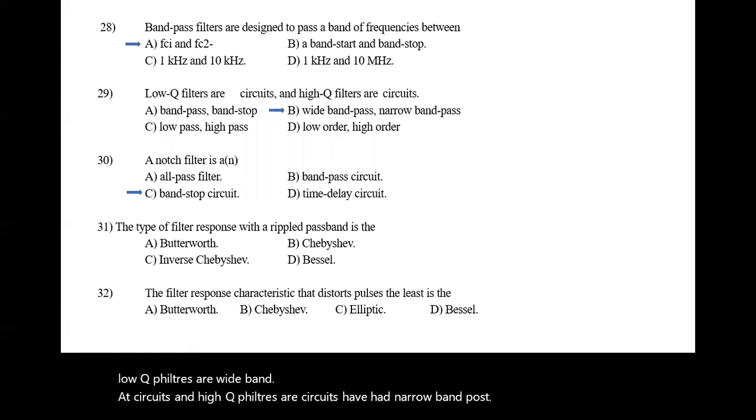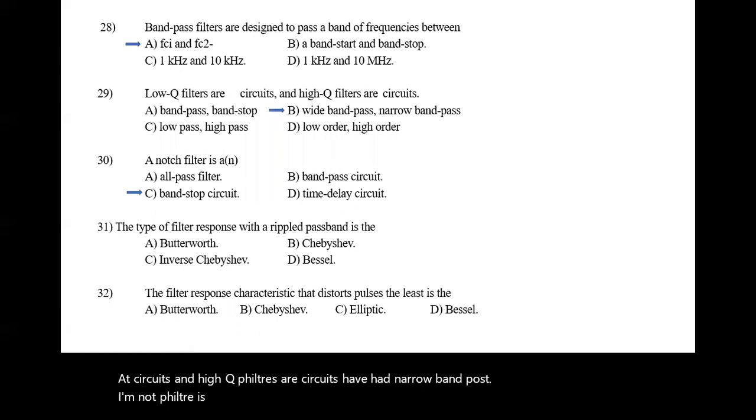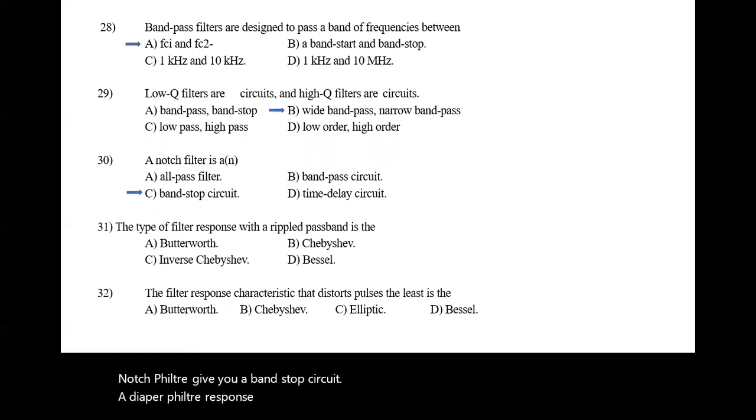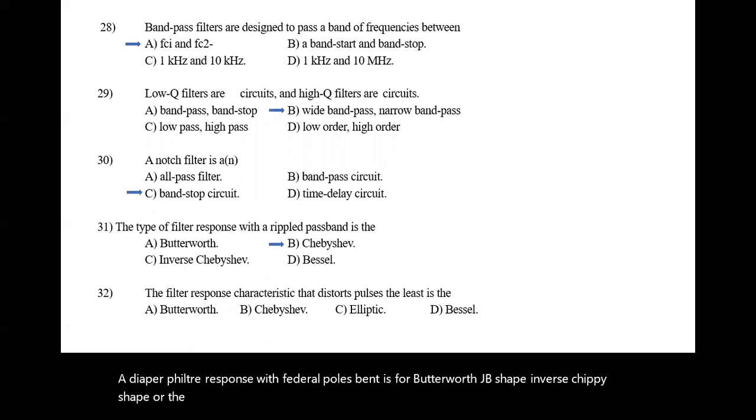A notch filter is an all pass filter, band pass filter, band stop circuit, or time delay circuit. A notch filter gives you a band stop circuit. A type of filter response with a ripple pass band is the Butterworth, Chebyshev, inverse Chebyshev, or the Bessel. The correct answer is Chebyshev.